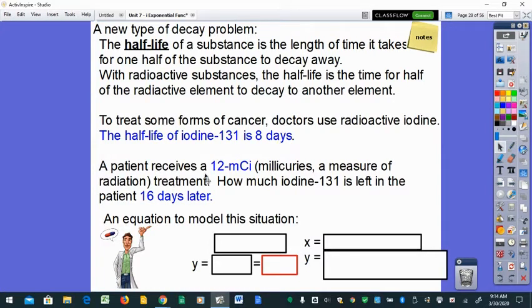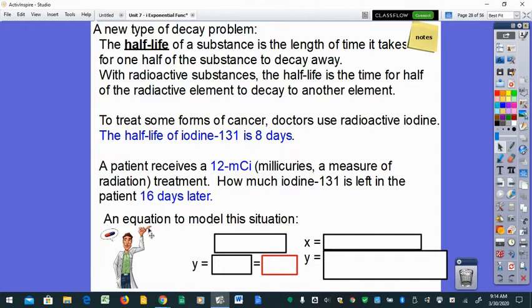So if a patient receives 12, there's the initial amount, and this is called millicuries. It's a measure of radiation treatment. It's the unit, like the grams, the inches, the feet. Millicuries is just another type of unit, in this case for measuring radiation. So if the patient gets 12 millicuries, we want to know how much of that iodine-131 would be left in the patient 16 days later.